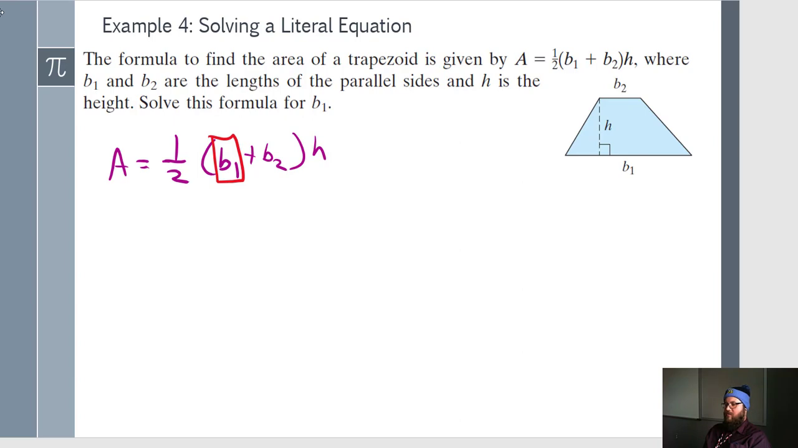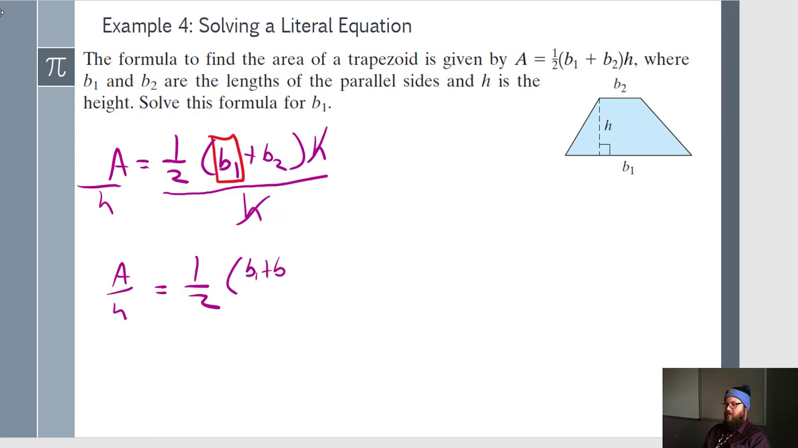So let's do this. Let's go ahead and first thing easy to get rid of would be this h. Let's go ahead and divide both sides by h. So the h's go away over here on this side. On the left, we're left with A over h equals 1/2 times b1 plus b2.